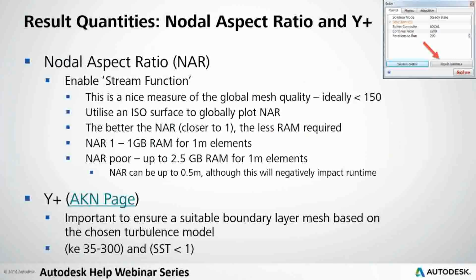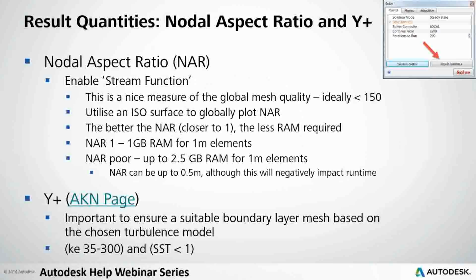To measure the global mesh quality, we generally recommend keeping the nodal aspect ratio beneath about 100 to 150. I'll show you in a minute how to use an ISO surface to establish whether you've achieved that or not. We can have nodal aspect ratios higher than 150. That can be okay as long as they're away from areas of interest. It will probably slow the model down, but it is okay to have that. It's not going to kill your model, but it's ideal to have them below 150.